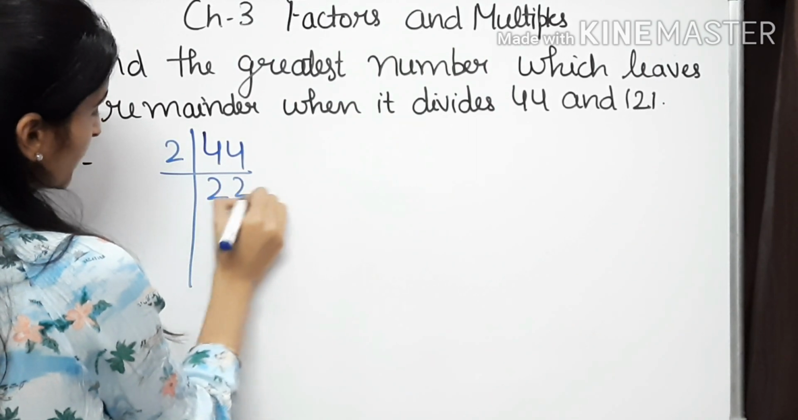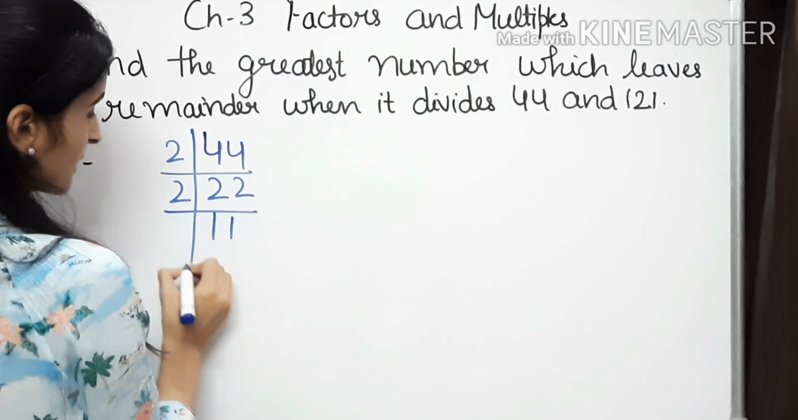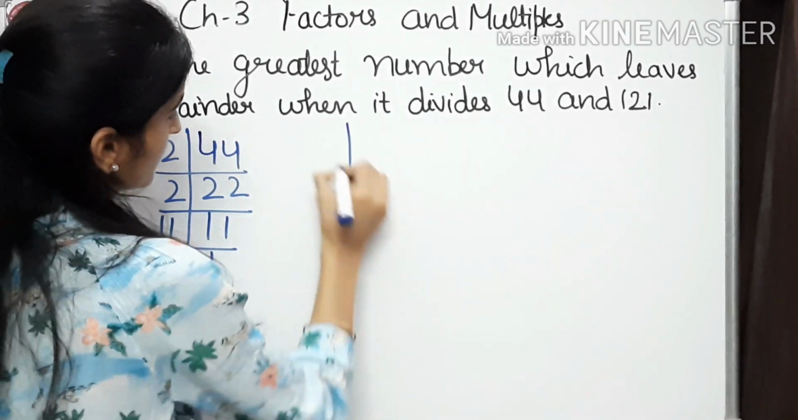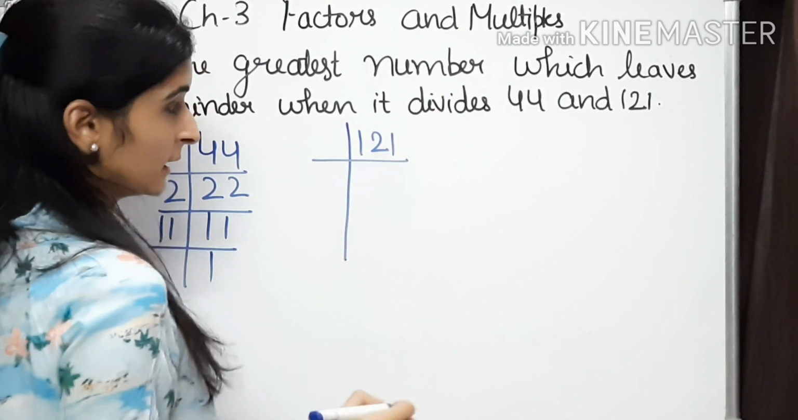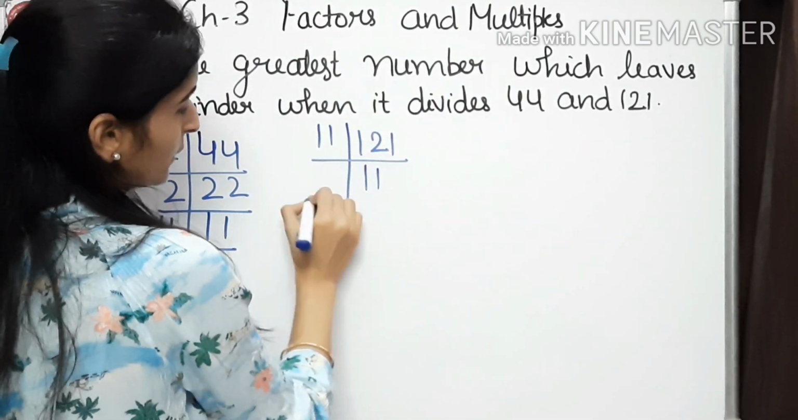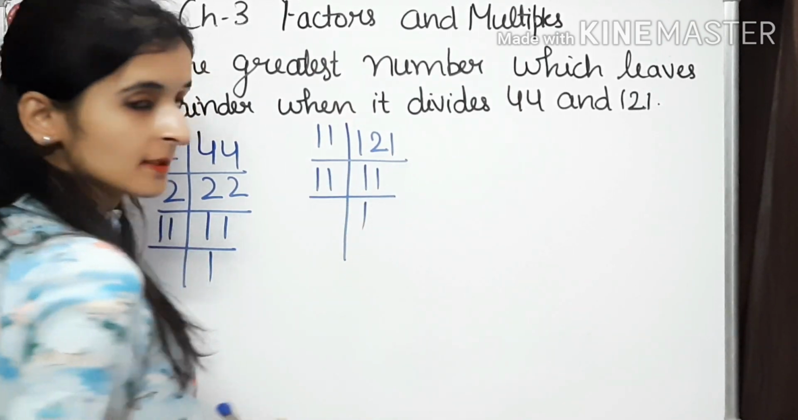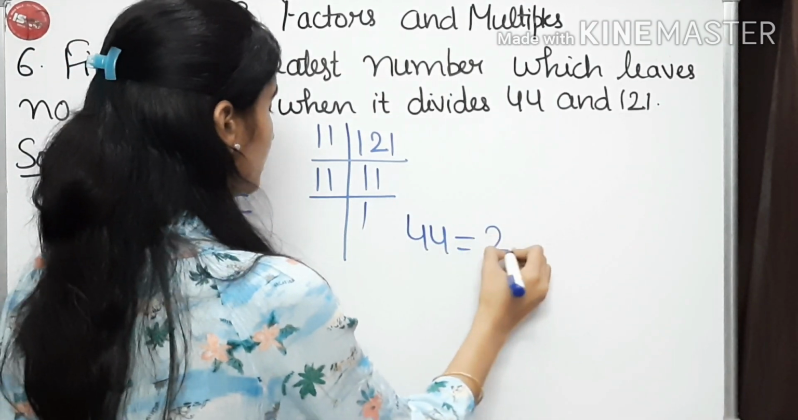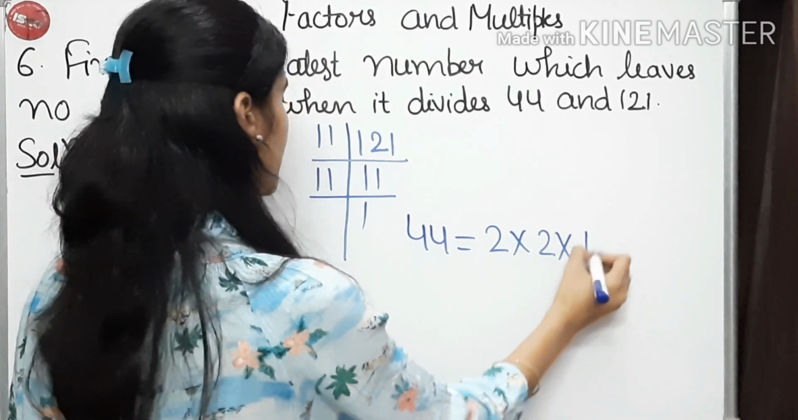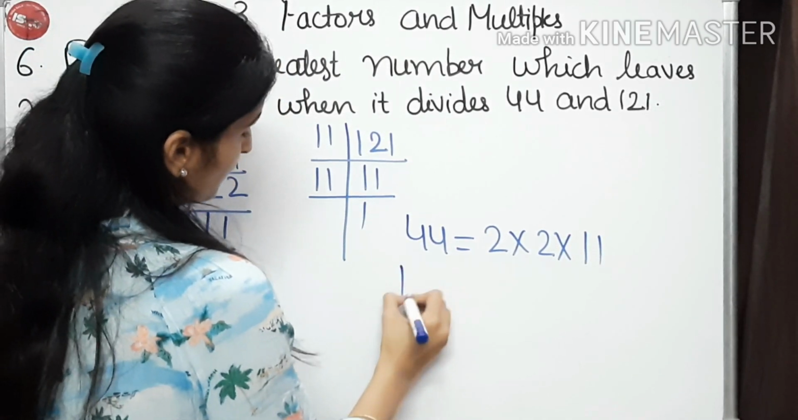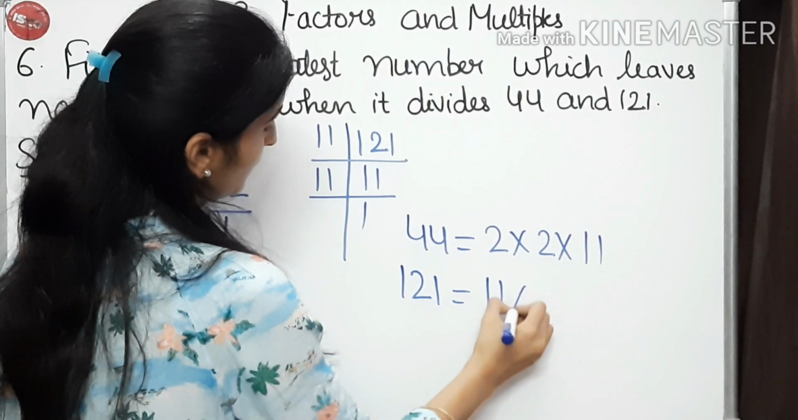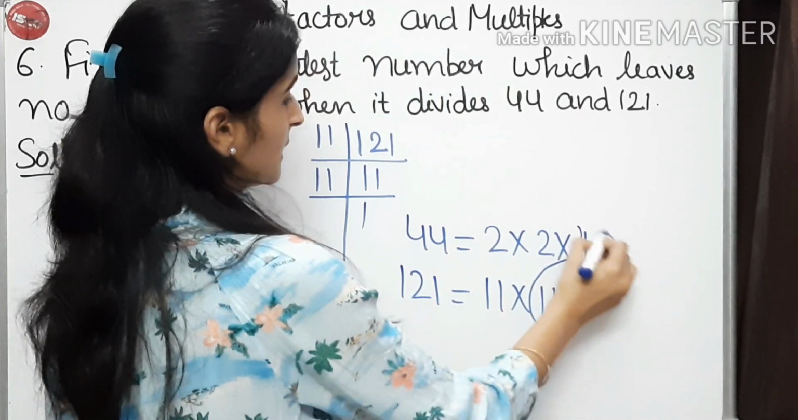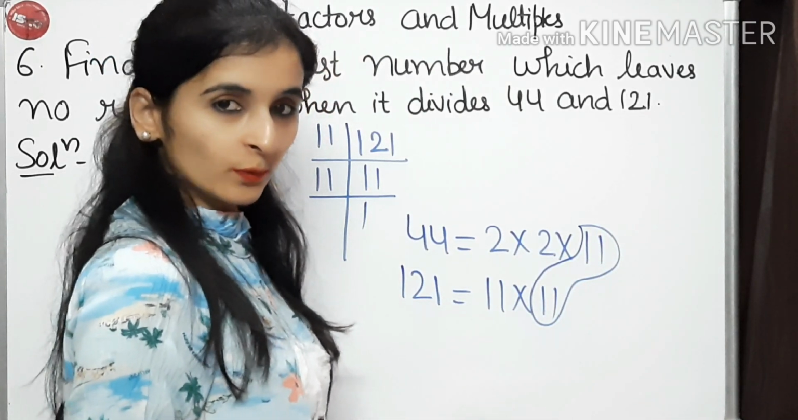2 22s are 44, 2 11s are 22 and 11 ones are 11. Then we have 121. 11 11s are 121 and 11 ones are 11. Now 44 is equal to 2 multiplied by 2 multiplied by 11, and 121 is equal to 11 multiplied by 11. So only 11 is common in 44 and 121.